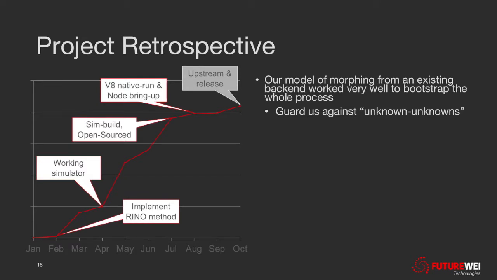Now that you have a good idea of where we are, let's step back and look at the past 7 months and look at how we get from knowing nothing about V8 to today bringing up Node and NPM on RISC-V. Our approach of morphing from an existing backend seems to work very well to bootstrap our whole process. In fact, Rhino only takes about 2 weeks to complete. And then we added the simulator in April. And then later on in July, we open sourced the simulated run of V8, which already passed most of the V8 test cases.